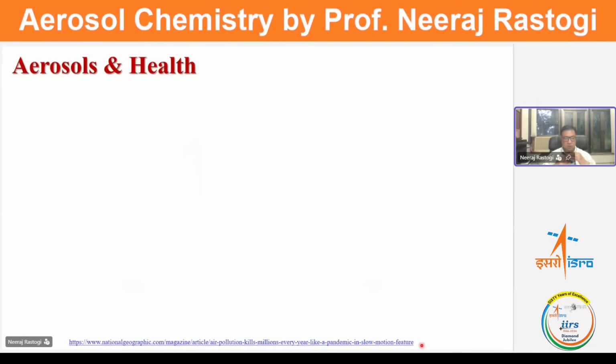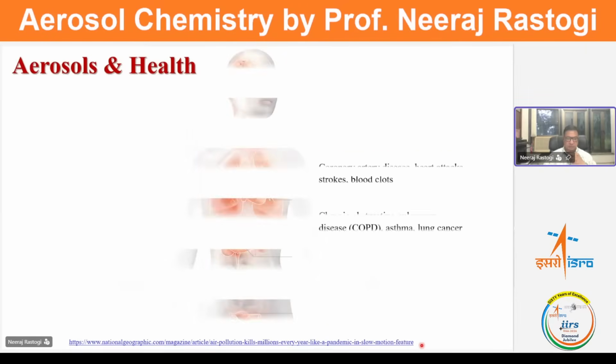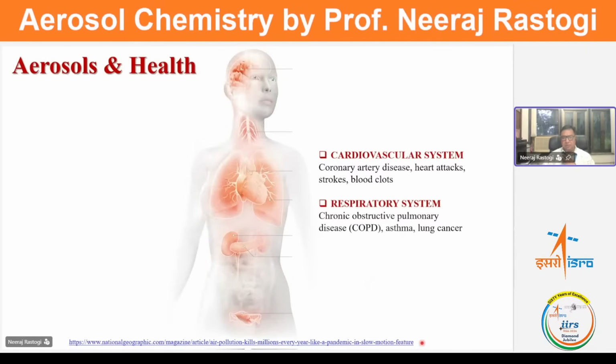Now the question comes: how does aerosol affect our health? This is a very important part. Everybody is concerned. We are all concerned. For many years, it has been understood that aerosols affect our cardiovascular system, which includes coronary artery diseases, heart attacks, strokes, blood clots. It also affects our respiratory system. It includes chronic obstructive pulmonary disease, asthma, lung cancer kind of diseases. This is known for a longer time, for multiple decades.